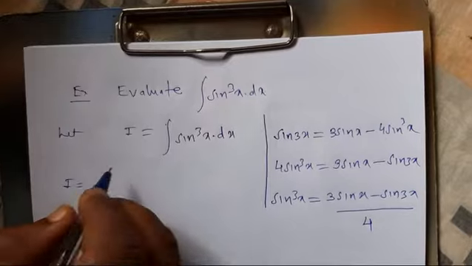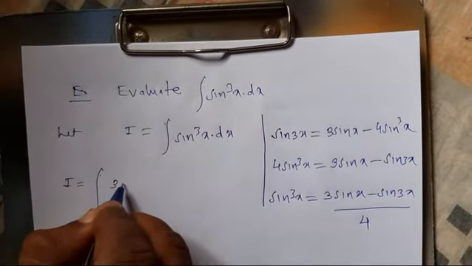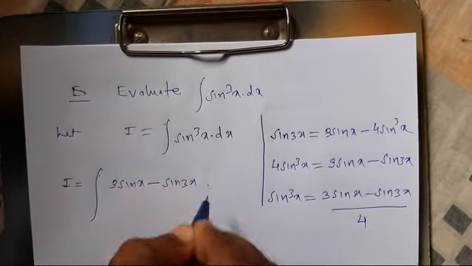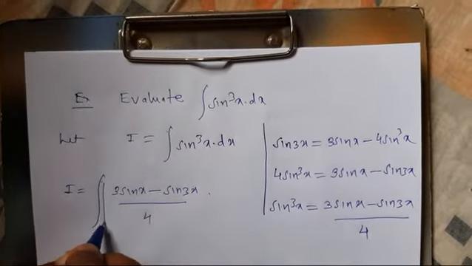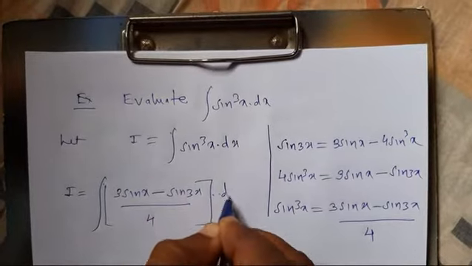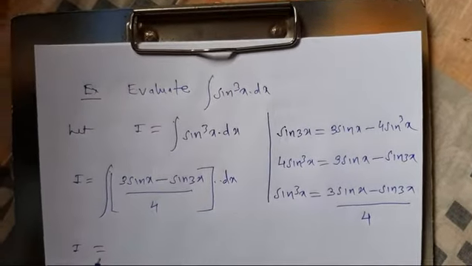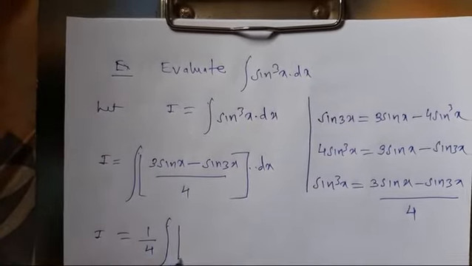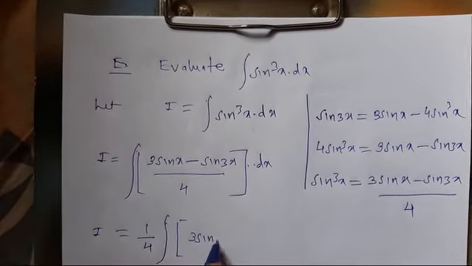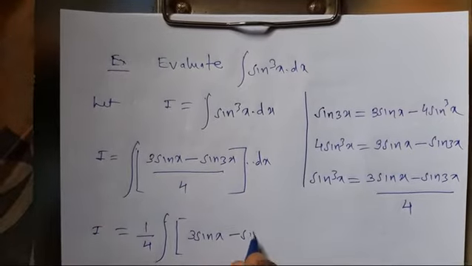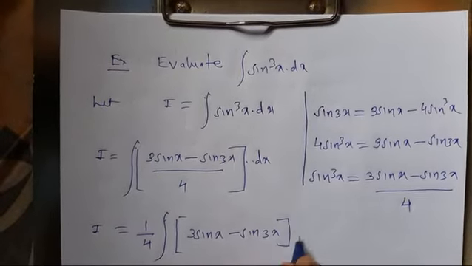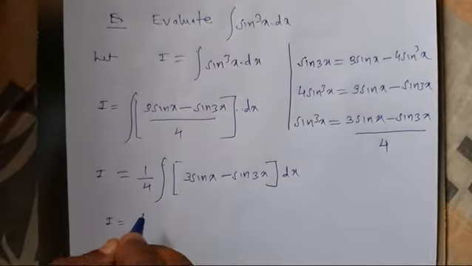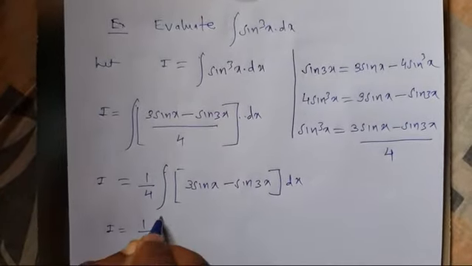Therefore I is equal to the integration of (3 sin x minus sin 3x) upon 4 into dx. Here also 1 upon 4 is a constant. The remaining is (3 sin x minus sin 3x) into dx. So I is equal to, I will write 1 upon 4 as it is.